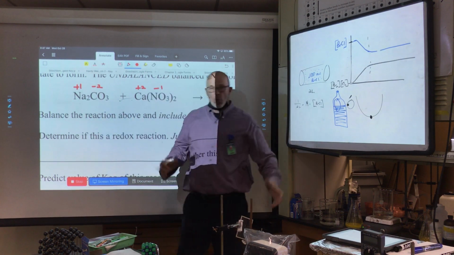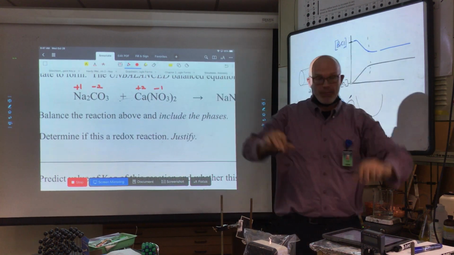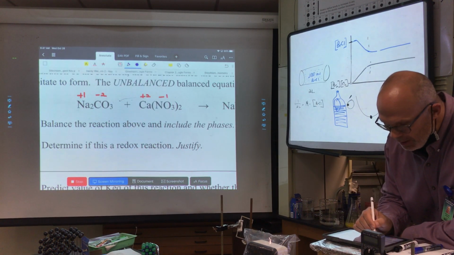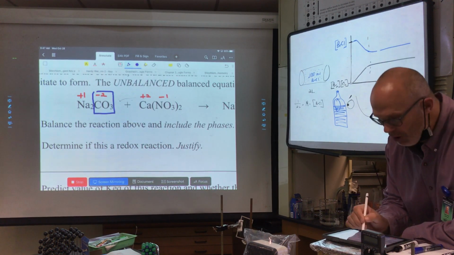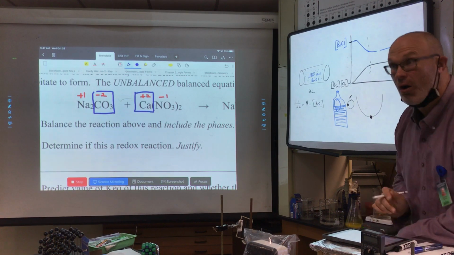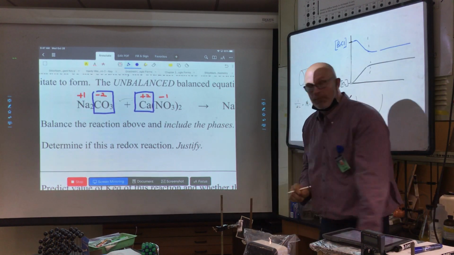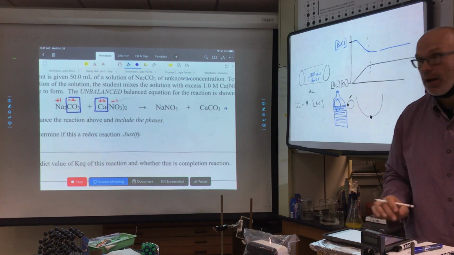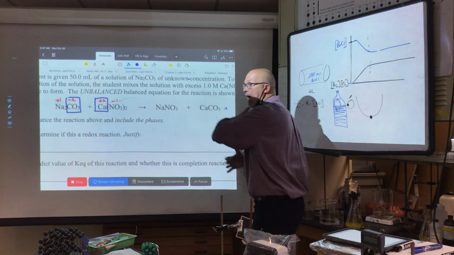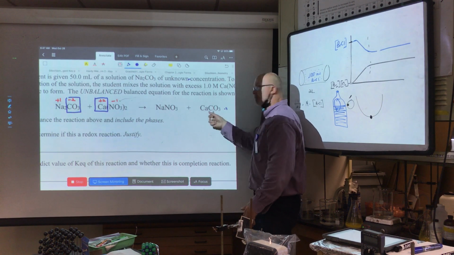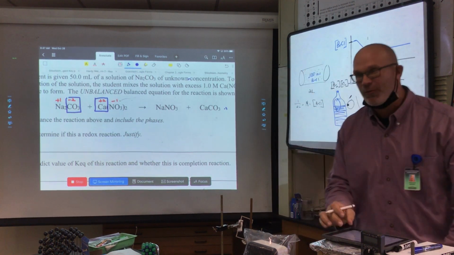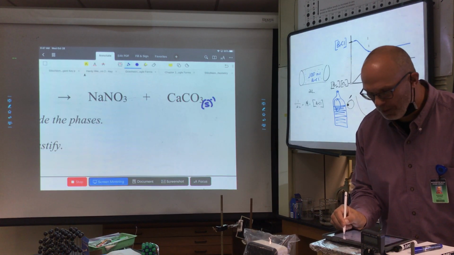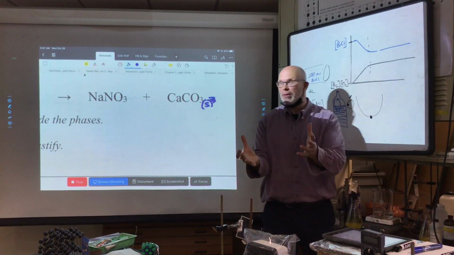Same thing here. When you pour these together, isn't the high negative charge going to find the high positive charge and stick together to make it precipitate? You bet your donkey. Okay, I say donkey because I don't want to say ass, but I meant ass in terms of donkey, right? So, calcium carbonate. What is the phase? Solid. That's your precipitate, just like your lab.